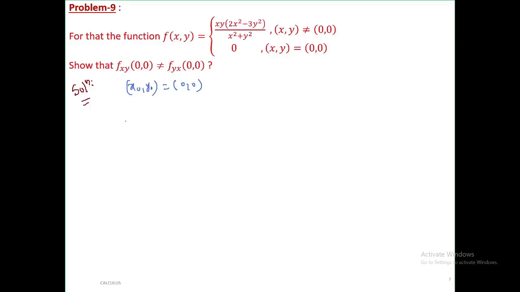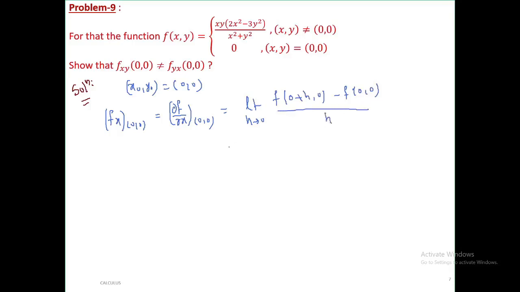Second way, by using first principles, by definition of partial derivative. Okay. So first, fx at origin, or simply dou f by dou x at origin. x naught y naught is origin. So now this is directly I am writing. So limit h tends to 0, f of x naught plus h, so 0 plus h, comma y naught 0, minus f of x naught y naught, 0 comma 0, divided by h.